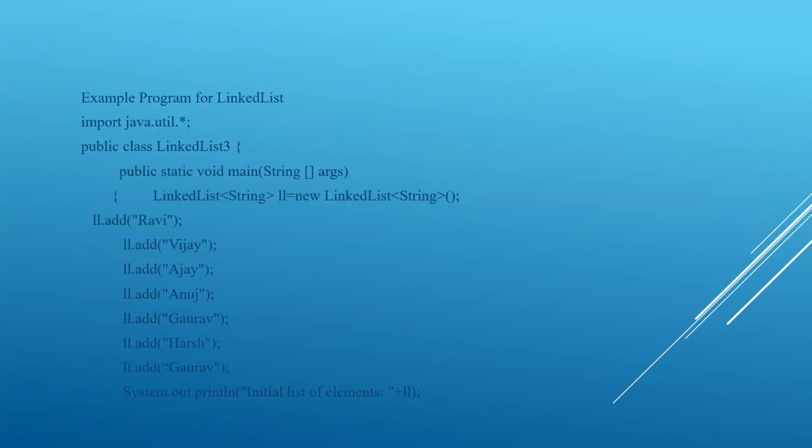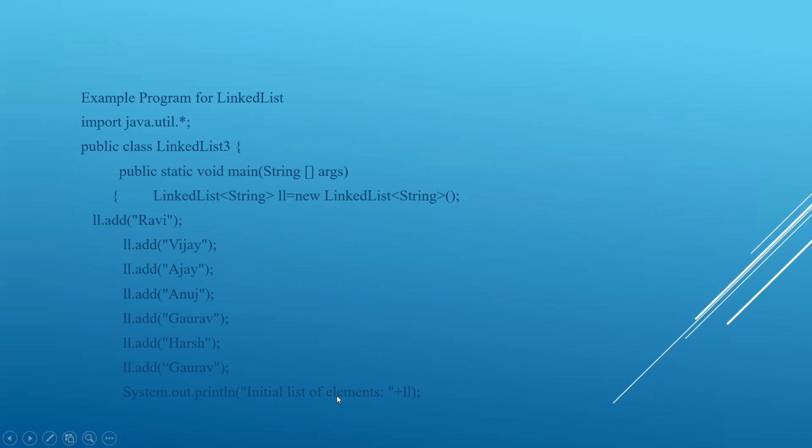Next, we have a simple example program for this LinkedList. Here we are importing the Java util package. Then we have the name of the class. Then public static void main String args. Here LinkedList is the class, and String represents the type of the objects of this LinkedList. Here we create the object for this LinkedList class, and then use the same add method, which is used to add the elements into the LinkedList.